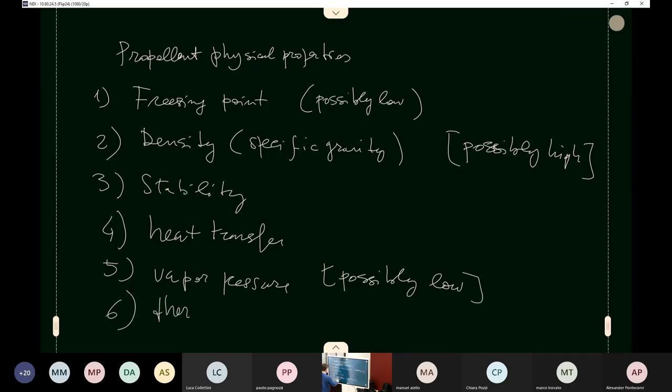And then we have thermal expansion. Also here, like in solids, we have to think that we can have a huge amount of propellant in a tank. And if we have a change of density and so a change of volume of the propellant with temperature, we have to size our tank accordingly to leave room for the propellant to expand. So this additional volume should be as low as possible. So it would be better if the thermal expansion of the propellant is low.